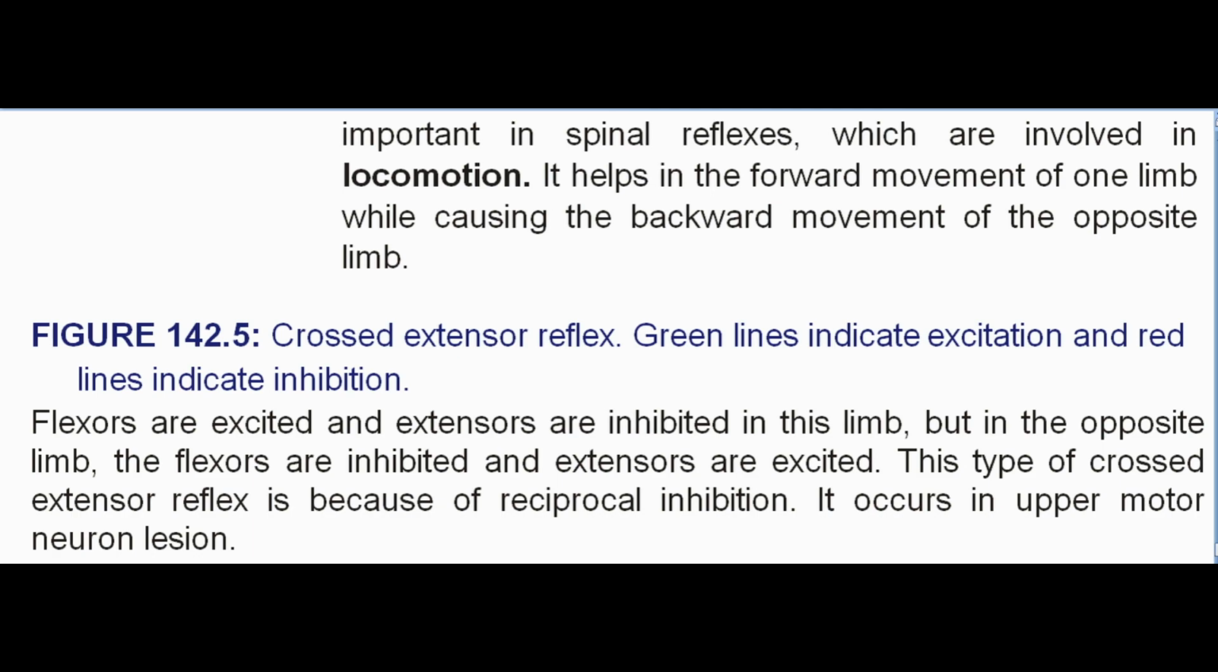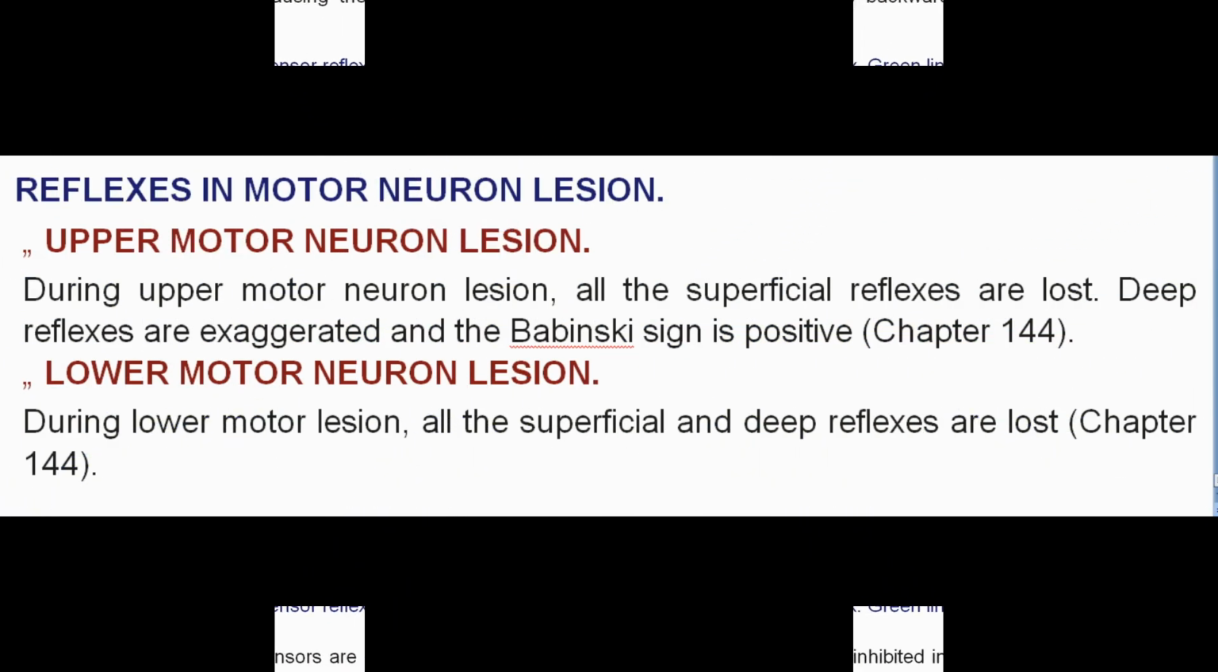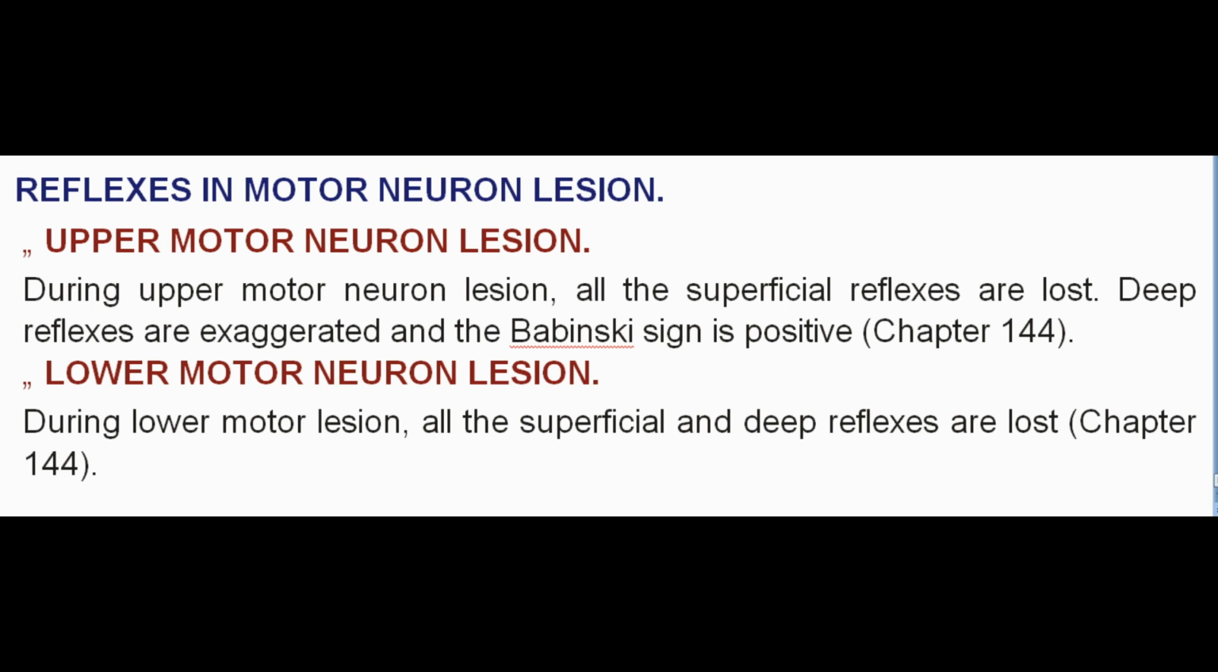Reflexes in motor neuron lesion. Upper motor neuron lesion. During upper motor neuron lesion, all the superficial reflexes are lost. Deep reflexes are exaggerated and the Babinski sign is positive, Chapter 144. Lower motor neuron lesion. During lower motor neuron lesion, all the superficial and deep reflexes are lost, Chapter 144.